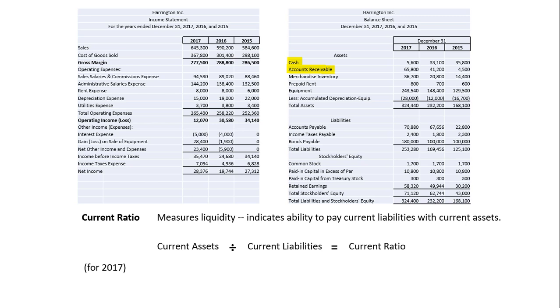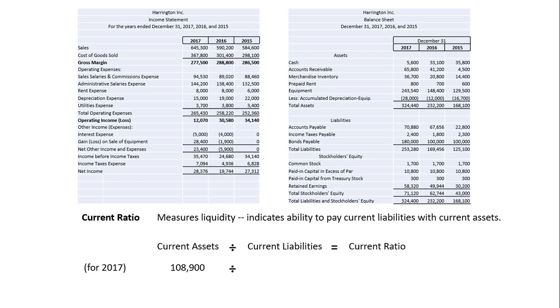Inventory is next. We assume that Harrington hopes to sell its inventory well within a year, so inventory is a current asset. Prepaid rent is a prepaid expense, which we can assume is a current asset. Then we have equipment. We assume that Harrington is not planning to sell its equipment in the next year, so this is not a current asset. And accumulated depreciation on the equipment goes with equipment. When you add up the 2017 balances for the four current assets, you should get total current assets of $108,900.